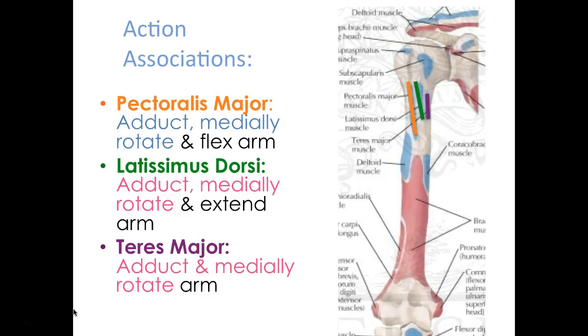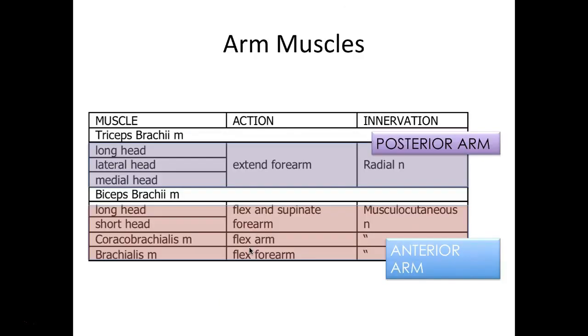And so you see that all these are lined up right next to one another. So they are all going to adduct and medially rotate. They're all doing those same functions because they are inserting at similar places. The only difference is pectoralis major is anterior, so that is also going to flex the arm. Latissimus dorsi is posterior, so that is going to extend the arm. And teres major is just a small muscle, so it has no additional action.